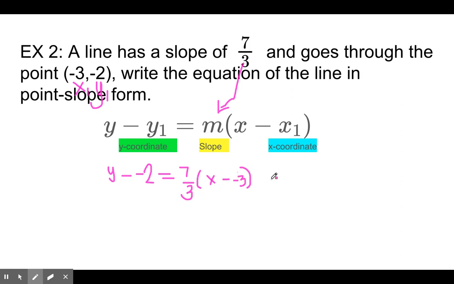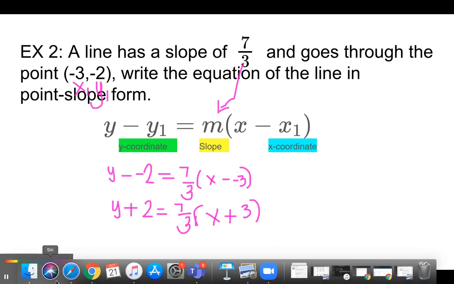And so normally we would be done, but because we have double signs, we can rewrite this. Those double negatives are going to turn into a plus. So that's going to be y plus 2 is equal to 7 over 3 times x, and again, we can change those double negatives to a plus 3. And so this would be our equation in point slope form. So we have a slope of 7 over 3, and it goes to the point -3, 2.